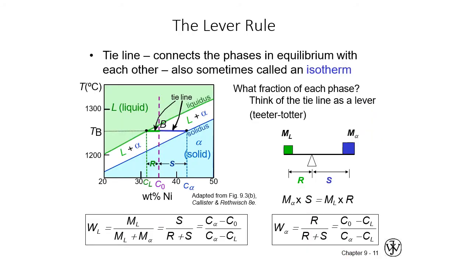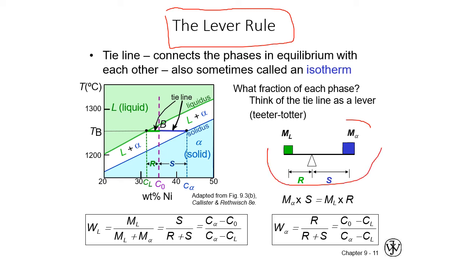Okay, so on this slide, I have explained the lever rule. So what is our lever rule? Basically, this is explaining how we can determine the composition of the solid and the liquid. You will see that this is the pivot point. Here, both the liquid and solid are balancing each other. So this is basically the R distance and this is the S distance.